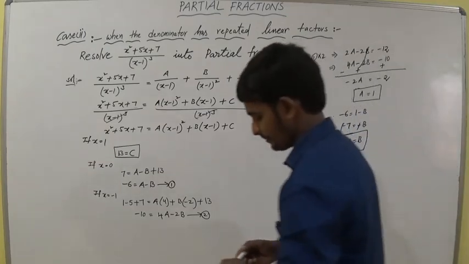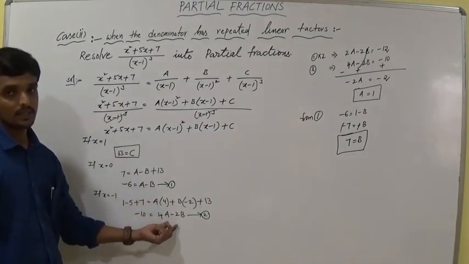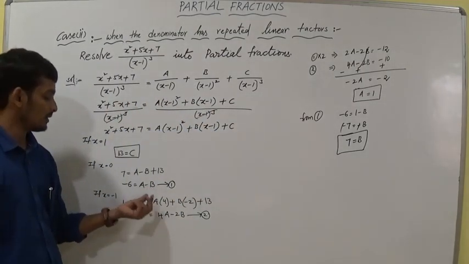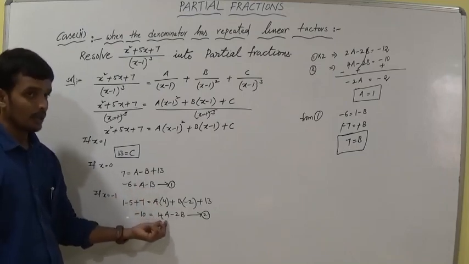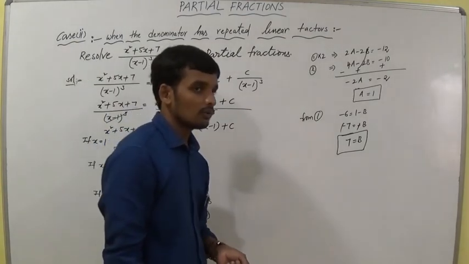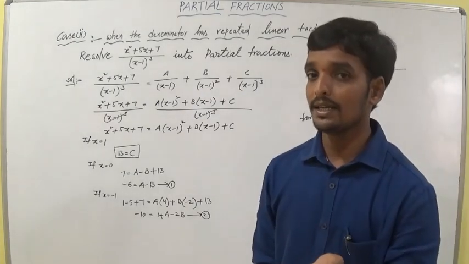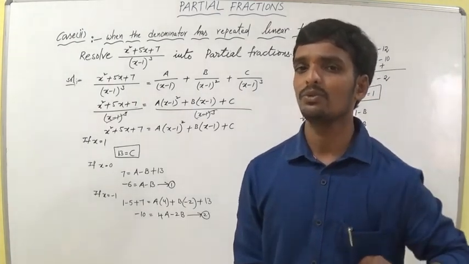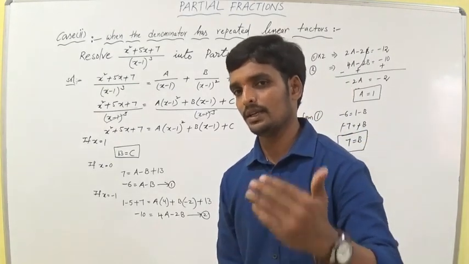Observe once. Here we are getting two equations, the combination of a and b. a minus b is equal to minus 6, 4a minus 2b is equal to minus 10. In this case, we have to cancel. This is the elimination method. We have to eliminate either a or b. I think we know very well about this. That's why I can go directly.